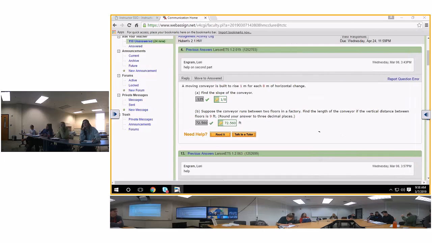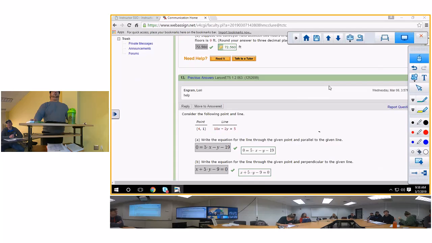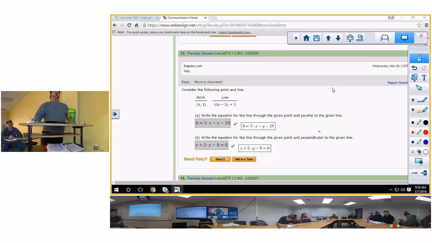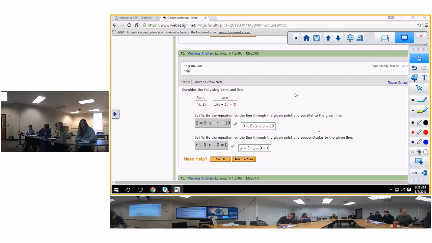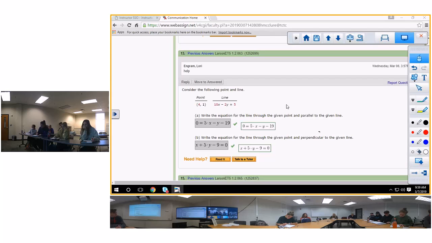Let me go down. Consider the following. Okay, this is a good question. Write it down. 4, 1, 10x minus 2y is equal to 5. I'm going to show you how to do both, and I like to do both, and it's asking you for both, so that's great. Everybody with me? Write it down. Somebody tell me you got it written down, because I'm going to go to the whiteboard.